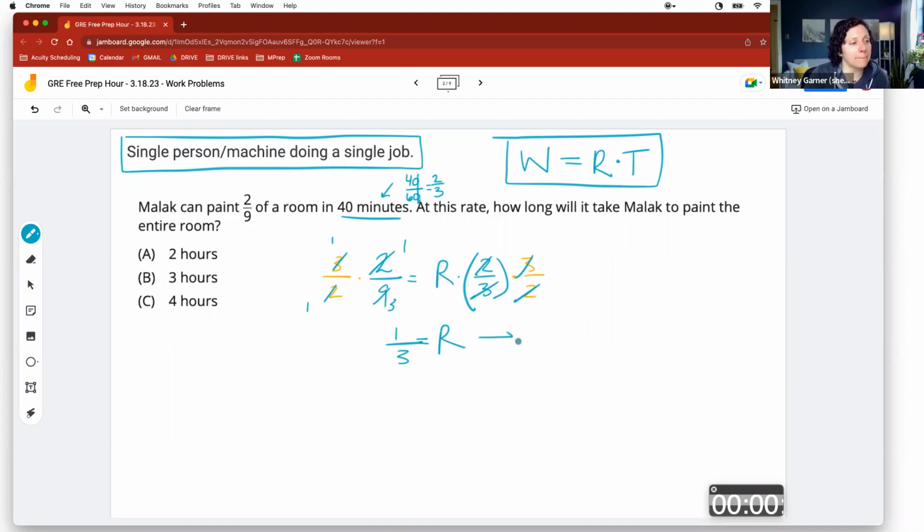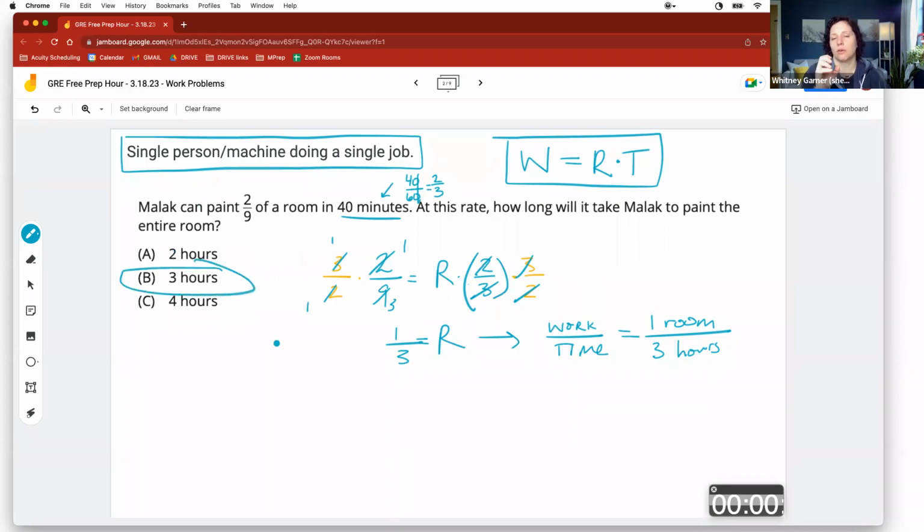But if we remember that a rate is a work over a time, then what we've got here is 1 room every 3 hours. So anytime you have a rate and a fraction, you're actually already in a work over time. And so how long does it take to do 1 room? It's going to take 3 hours.